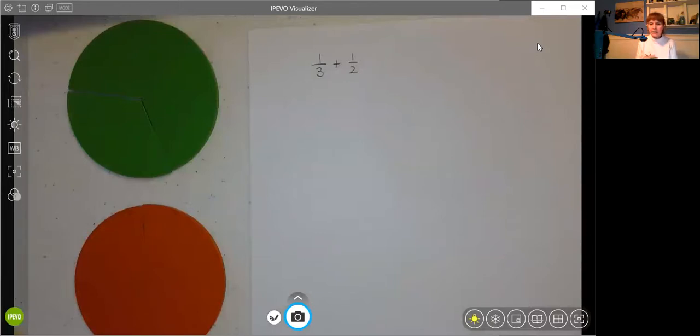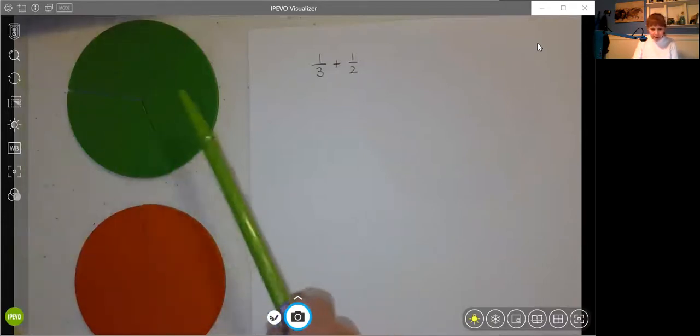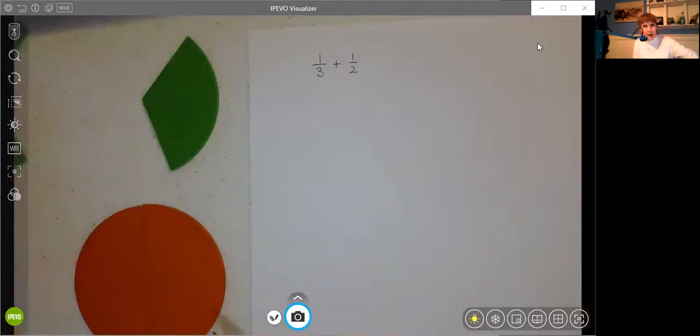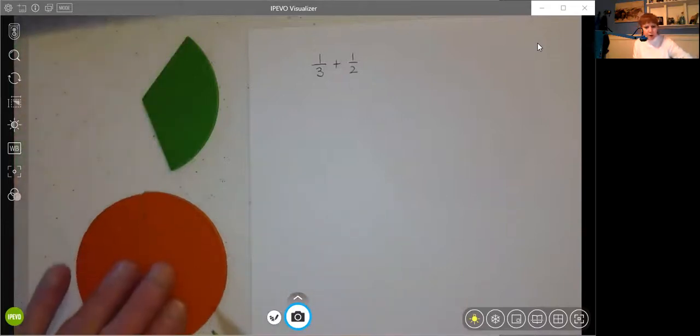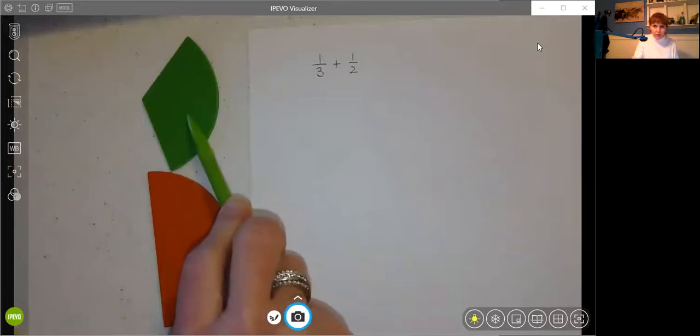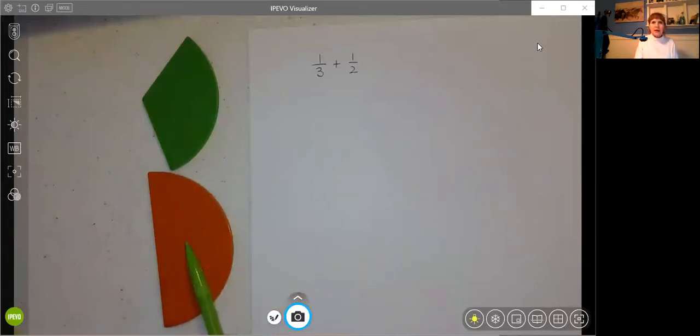And I'm going to try to give you some strategies on finding that least common denominator. All right, so let's say we have 1/3, and we want to add a half to it. Now we're not multiplying them, we're adding them. So in order to add these, the pieces have to be the same size. So this piece, 1/3, is not the same size as this, so we cannot add them together.